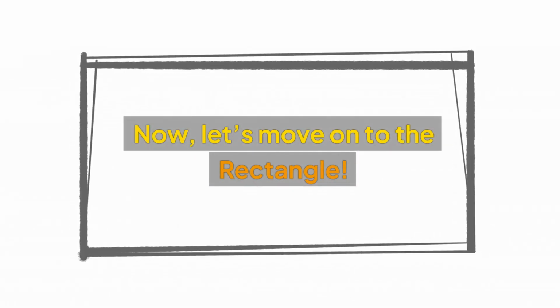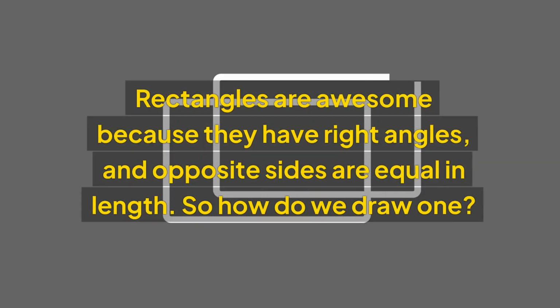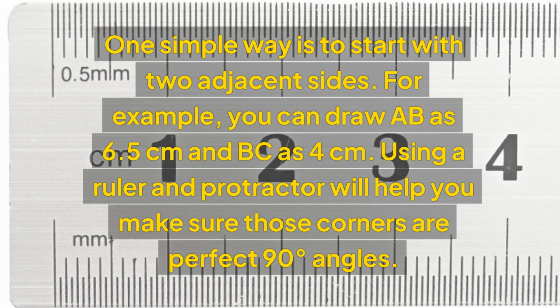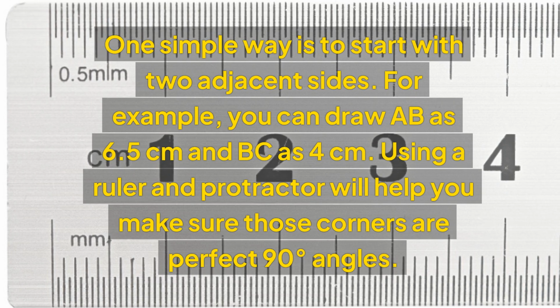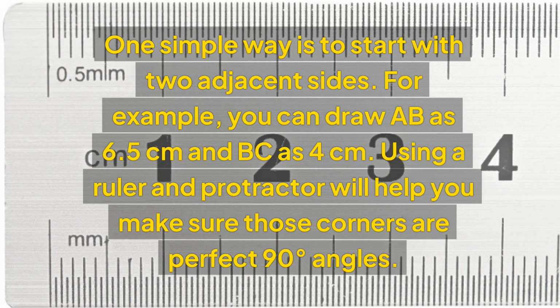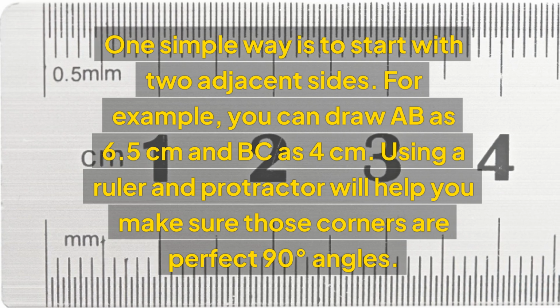Now, let's move on to the rectangle. Rectangles are awesome because they have right angles, and opposite sides are equal in length. So how do we draw one? One simple way is to start with two adjacent sides. For example, you can draw AB as 6.5 cm and BC as 4 cm. Using a ruler and protractor will help you make sure those corners are perfect 90 degree angles.